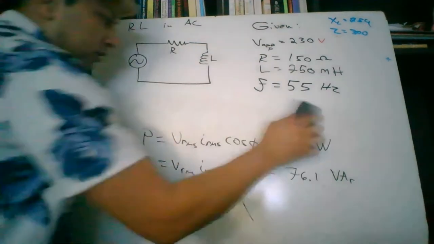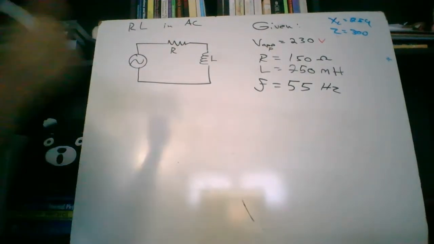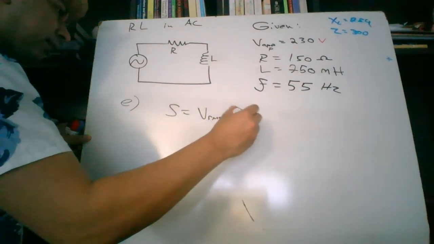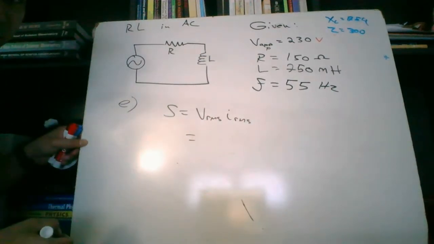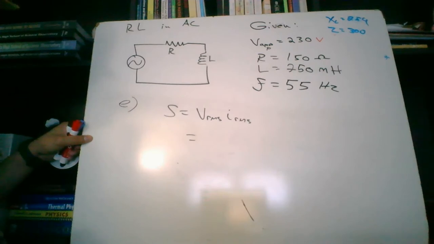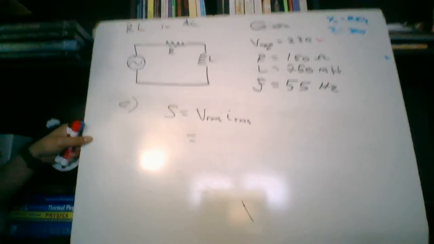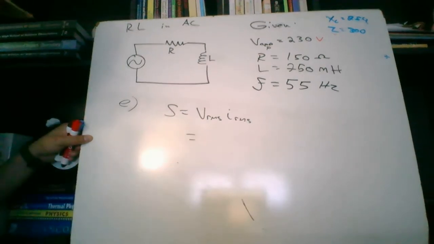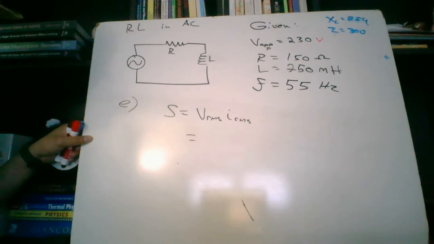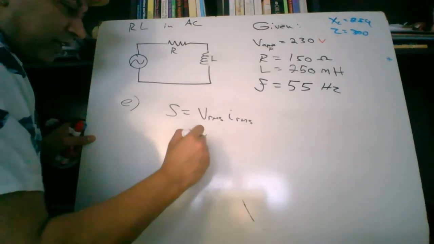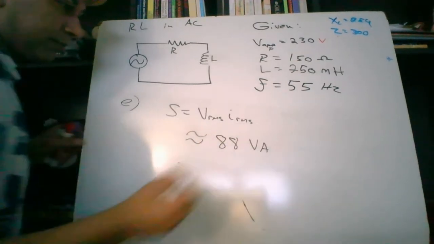For part D, I'm just going to write Q and S and all that stuff there together. So for S, it's just VRMS multiplied by IRMS. And so the apparent, you've heard that term apparent before, apparent like apparent weight. This is the apparent power. The apparent power is going to be equal to VRMS, which is 163, multiplied by 87.96, or we'll just round it to 88 volt amperes. Okay, good.